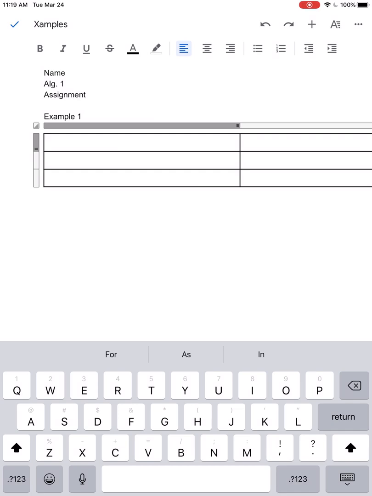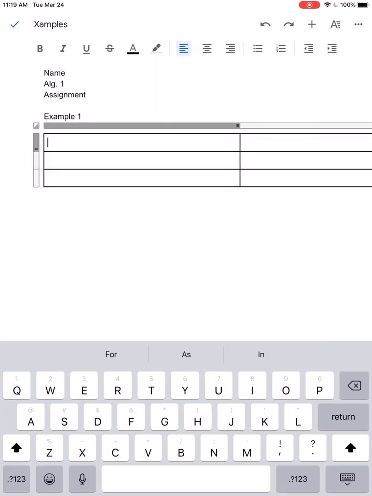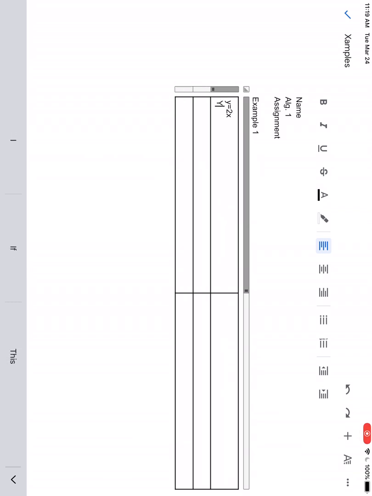So in the first column here, I'm going to put the example. So the first example was y equals 2x and y equals x plus 5. So actually give me 1 second, I'm going to snap my keyboard back on because it'll be a lot faster for me to type this than to poke at the iPad screen. Okay, so y equals 2x and y equals x plus 5. So here are the equations.